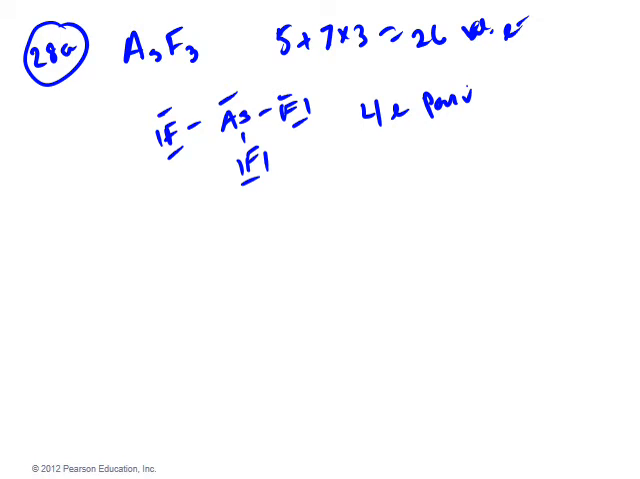Now keep in mind that this question is asking for electron domain geometry and molecular geometry. With 4 electron pairs, the electron domain geometry is going to be tetrahedral. Electron geometry is going to be tetrahedral.